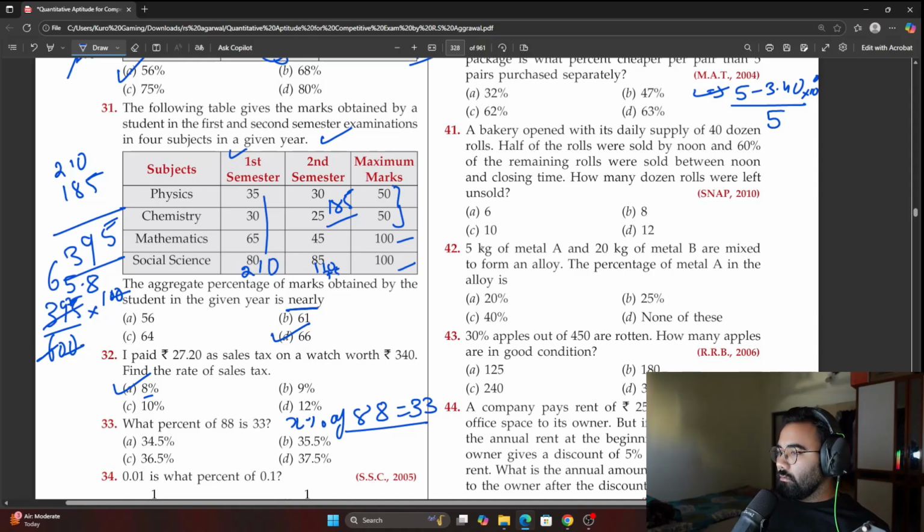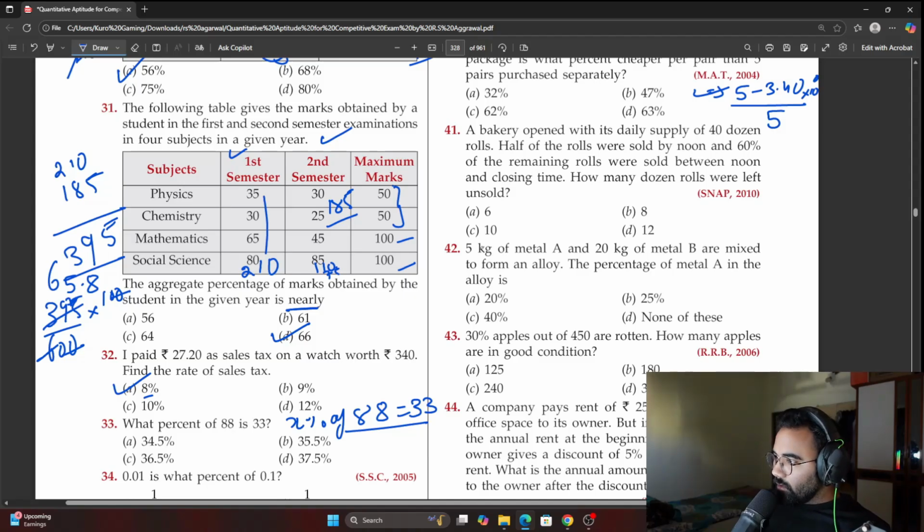All right. A bakery opened with its daily supply of 40 dozen rolls. Half of the rolls were sold by noon. Okay, so that is 20 dozen was sold, and 60% of the remaining rolls were sold between noon and closing time. How many rolls were left unsold?